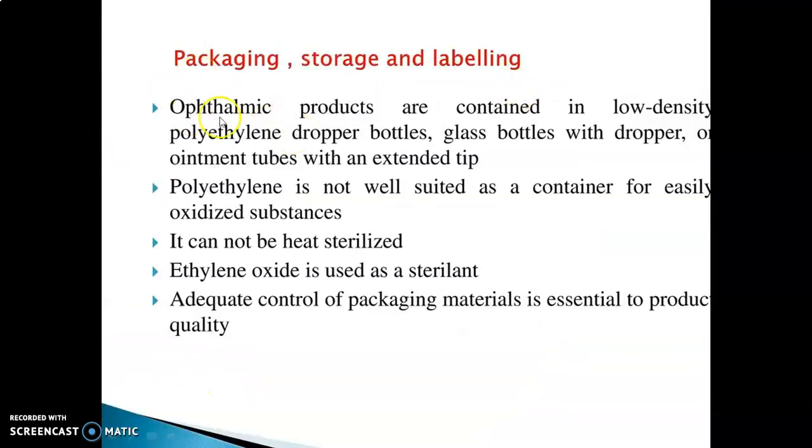Packaging, storage and labeling. Ophthalmic products are contained in low density polyethylene dropper bottles, glass bottles with a dropper, or ointment tubes with an extended tip. Polyethylene is not well suited as a container for easily oxidized substances. It cannot be heat sterilized. Ethylene oxide is used as a sterilant, and adequate control of the packaging material is essential for product quality.